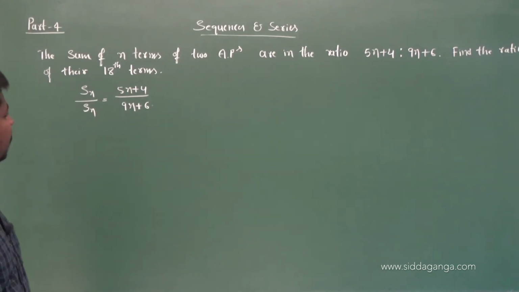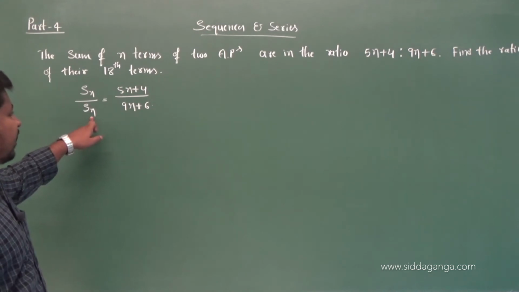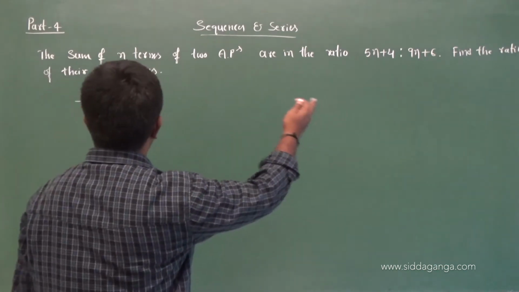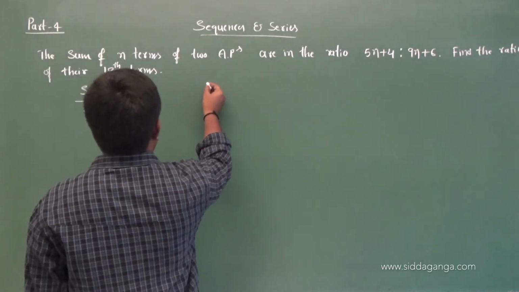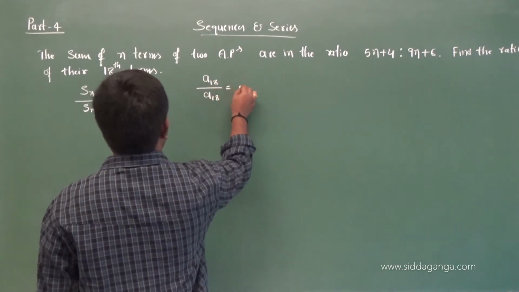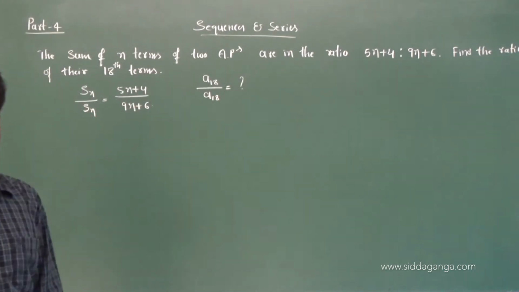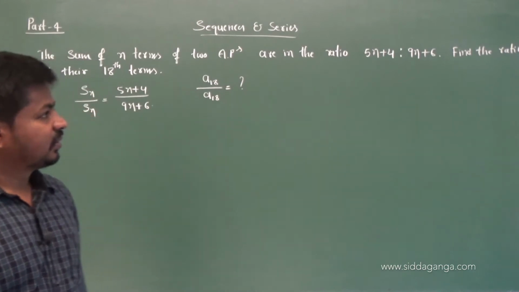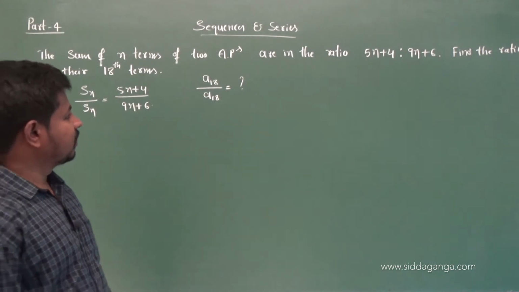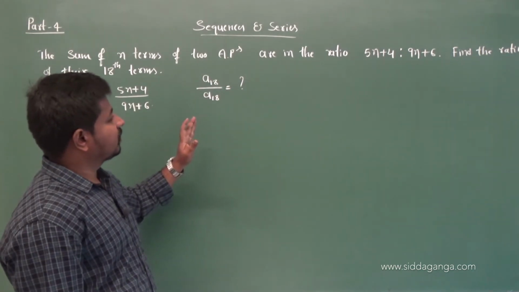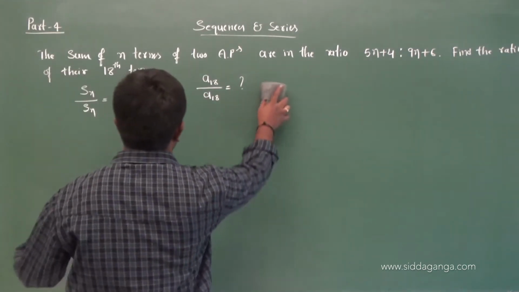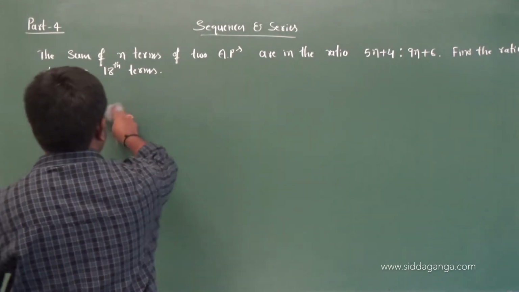Sum of n terms of the first AP divided by the sum of n terms of second AP is equal to this. Now what we have to find? The ratio of their 18th terms. You mean A18 of the first AP divided by A18 of the second AP, where A18 means 18th term. So we have to find the ratio of 18th terms of the two APs. Here we have two arithmetic progressions, let me take them as AP1 and AP2. Hope you got the question, right?